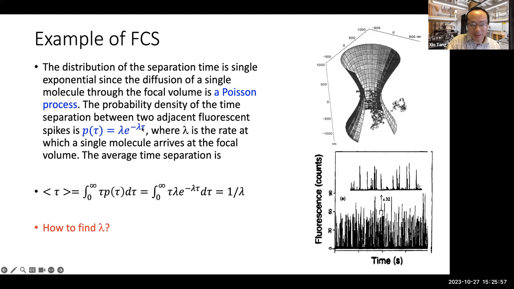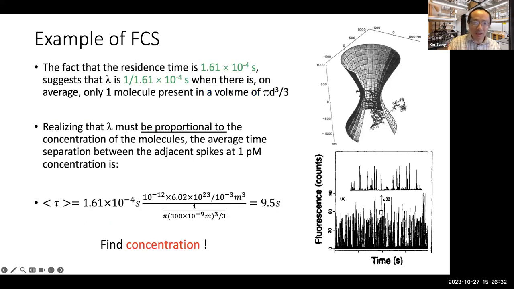Now, because we have this analytical solution, you do the integration on paper, and you find it's 1 over lambda. So what is lambda? Lambda is what we just talked about, the rate of the molecule getting into the light cone. That gives us the information about the concentration of the solution here, right? Now, this is a very important equation. From here, we can make the links now.